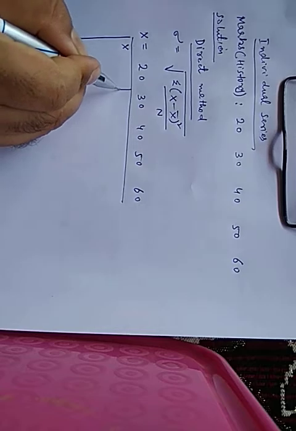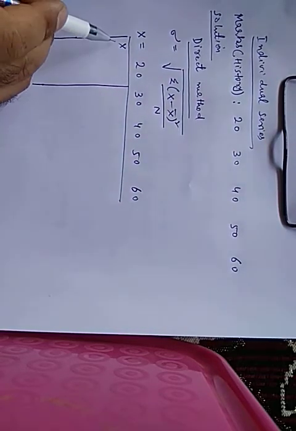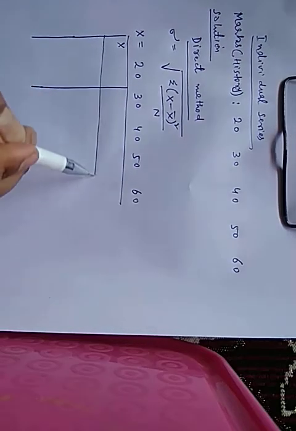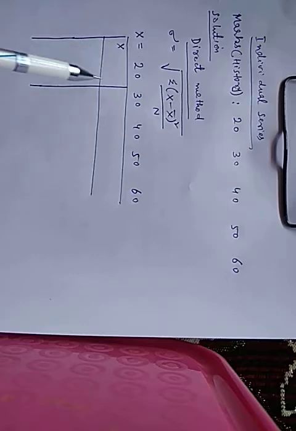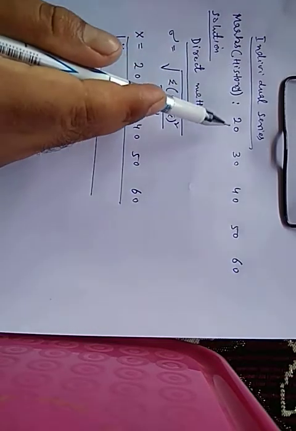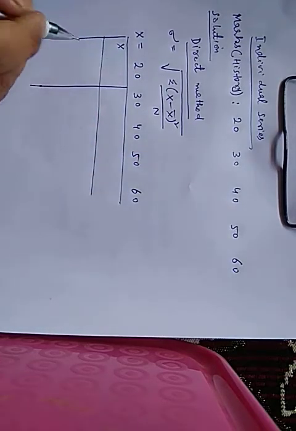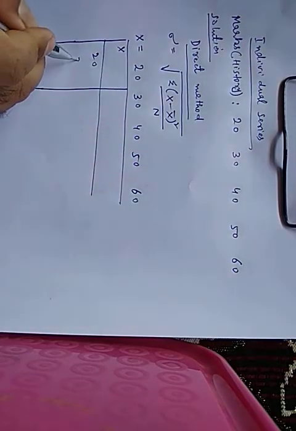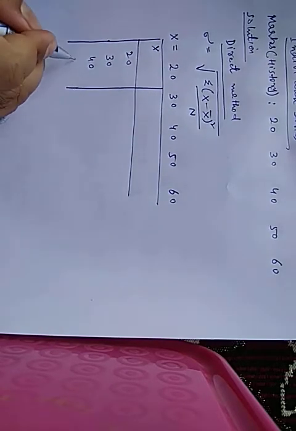In the first column we will write the values of variable denoted by x. The values of x which shows the Marcus in history are given as 20, 30, 40, 50 and 60.